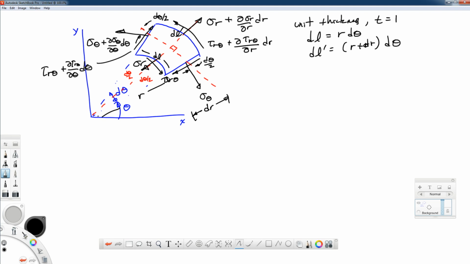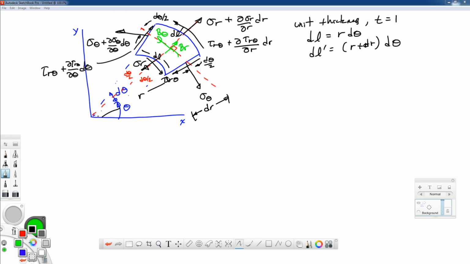Now if we want, we can also put our body forces on here as well. We can have a body force in the r direction, b sub r, and a body force in the theta direction. We'll put them at the middle of the element, b theta.